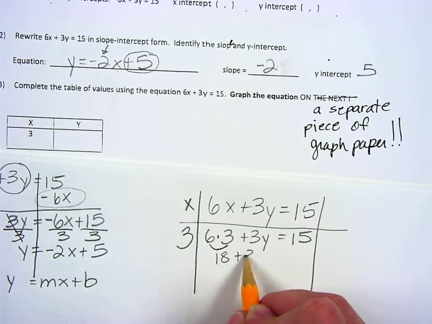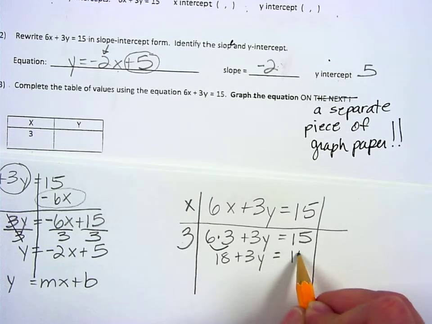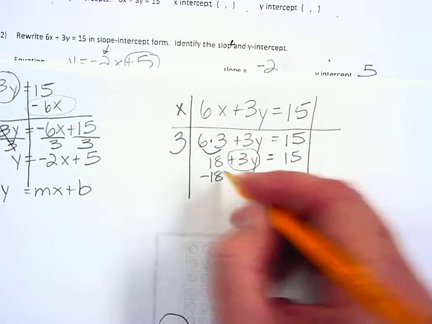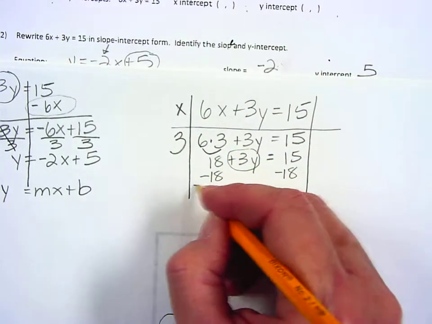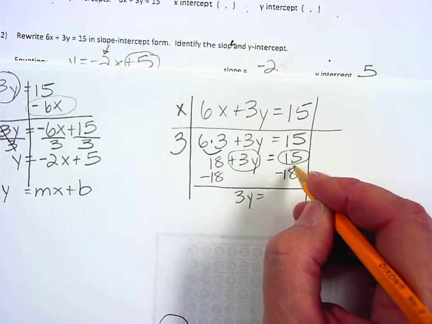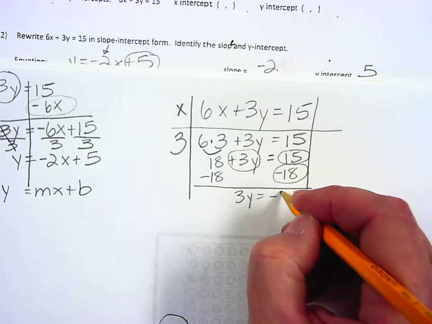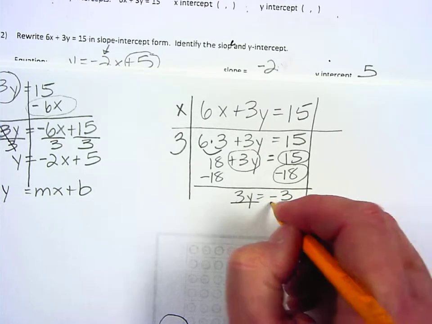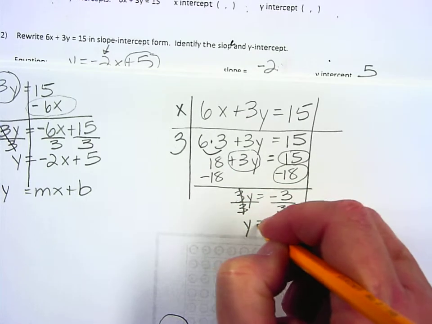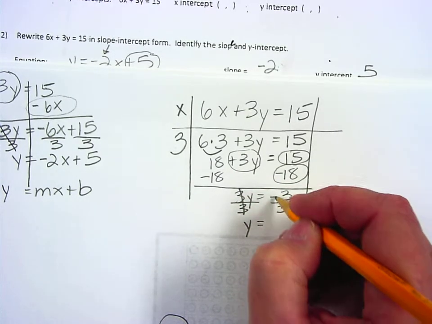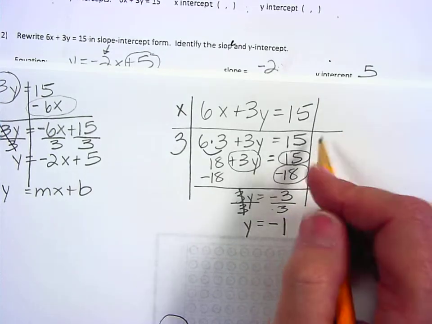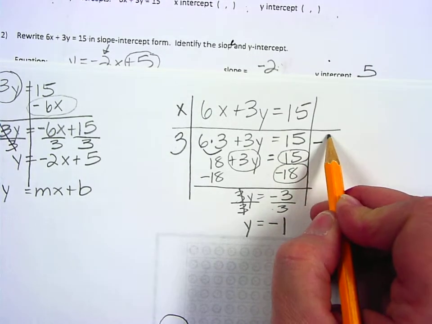6 times 3 is 18. I want to get y alone, so I'm going to subtract 18 from both sides. If I have 15 positives and 18 negatives, I have 3 extra negatives left over. Divide everything by 3. y equals 3 over 3 is 1 whole, and a negative divided by a positive is negative 1.